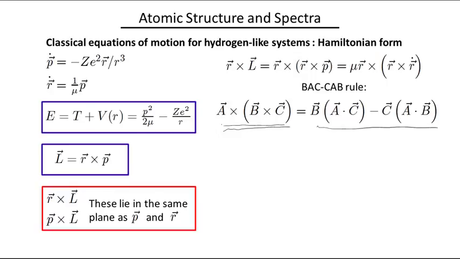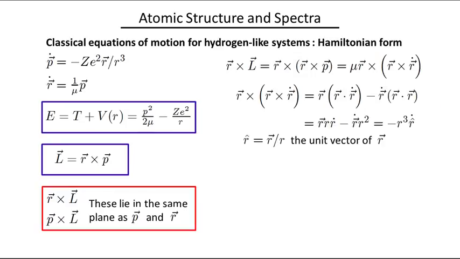So this is how, when you have two cross products, you can reduce them and simplify them, and so that gives, when one goes through the math, just rewriting that identity. Then from the back cab rule, you get something that's proportional to the position vector and the velocity vector.